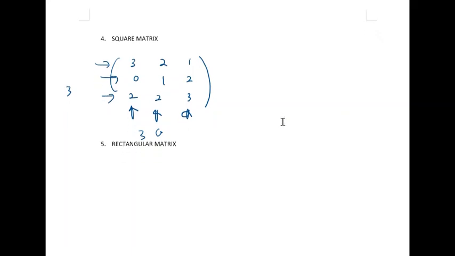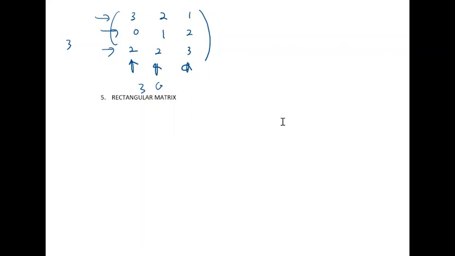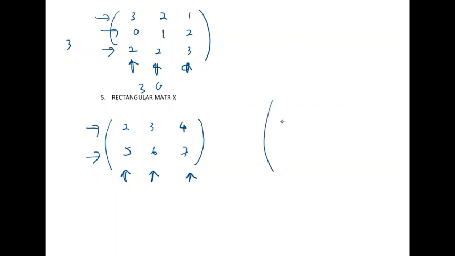Okay, the last one is rectangular matrix. So the example of rectangular matrix, let's say we have 2, 3, 4, 5, 6, 7. So we have 2 rows and 3 columns. Another example 2, 4, 5, 6, 1, 2. So we have 3 rows and 2 columns. So these are rectangular matrices. A rectangular matrix has different number of rows and columns. Okay?